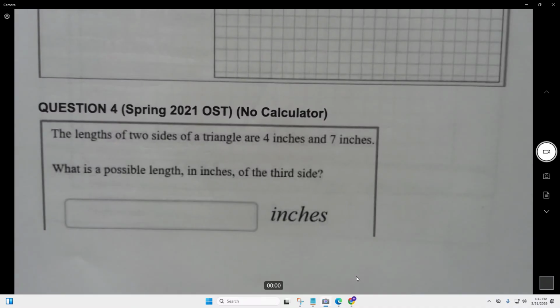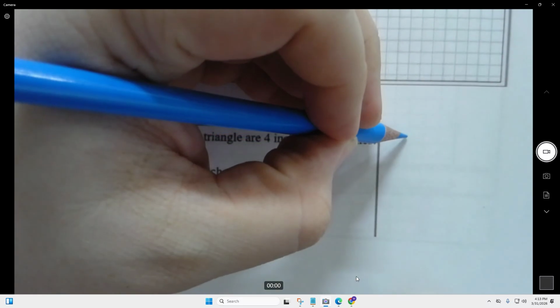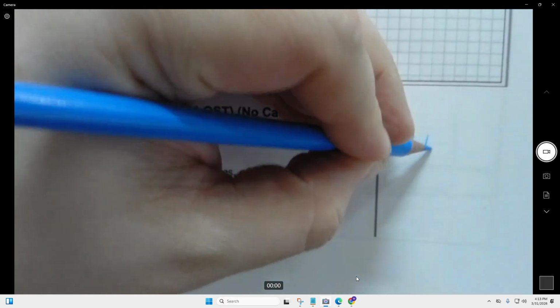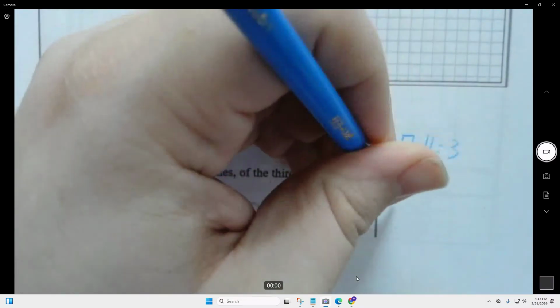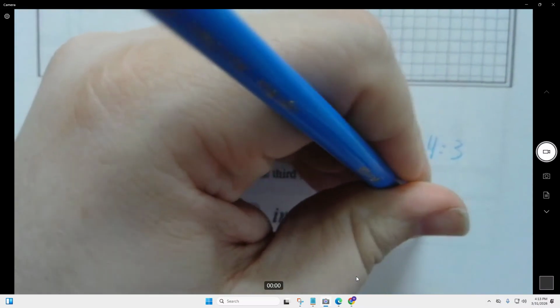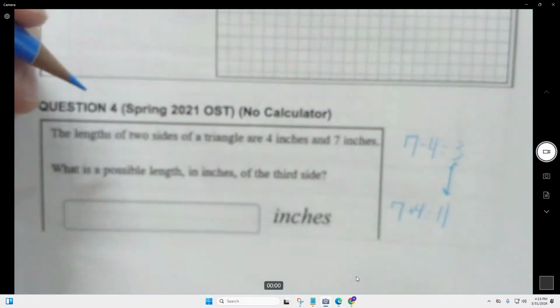Question 4. The length of the 2 sides of a triangle are 4 inches and 7 inches. What is the possible length in inches of the third side? So again, we can talk about the triangle inequality theorem, where you could subtract the 2. 7 minus 4 is 3. Or 7 plus 4 is 11. And your side just has to fall somewhere between 3 and 11.